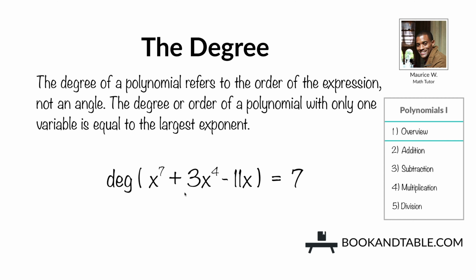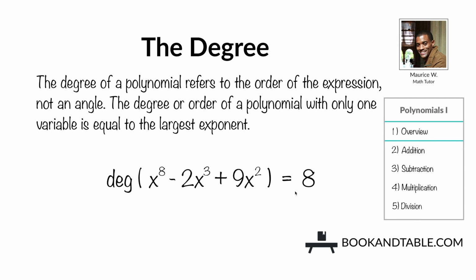If you were given the polynomial x to the 7th plus 3x to the 4th minus 11x, the degree of this expression would be equal to 7, since the largest exponent in the expression is 7. This variable has an exponent of 1, this variable has an exponent of 4, and this variable has an exponent of 7, and the degree or order of a polynomial with only one variable is equal to the largest exponent. So we only have x in this polynomial, and the largest exponent is equal to 7. So the degree of the polynomial is equal to 7.